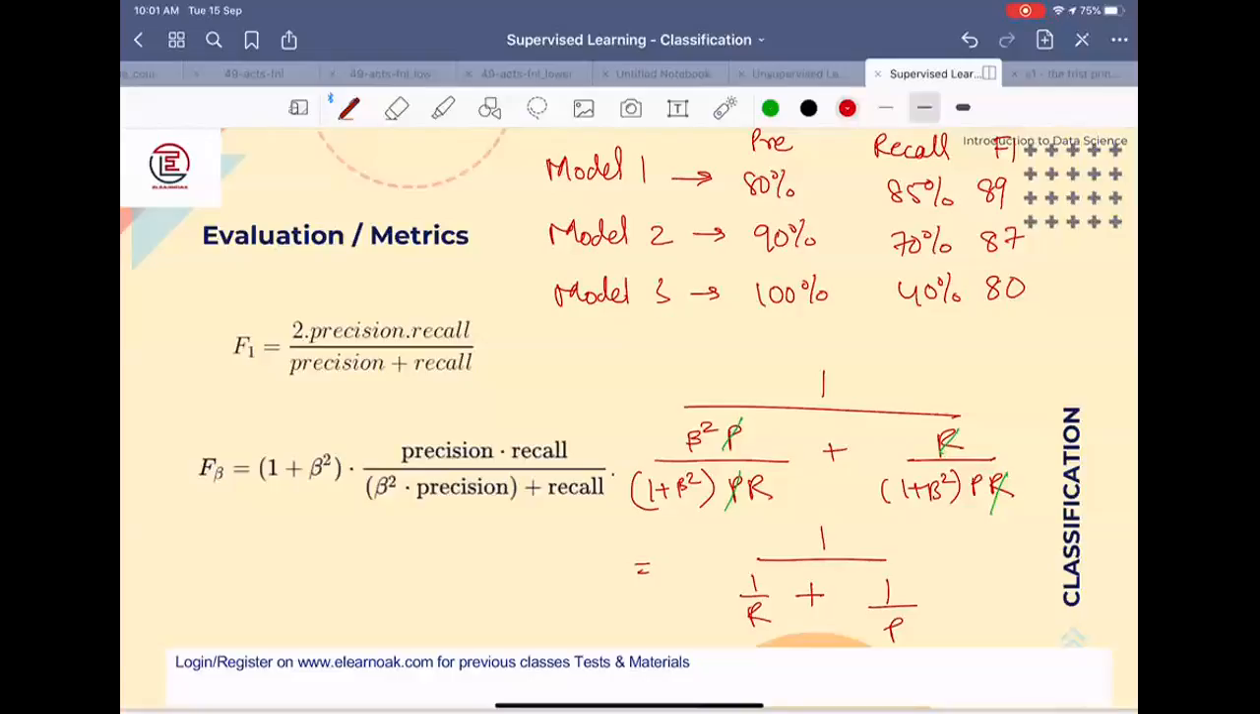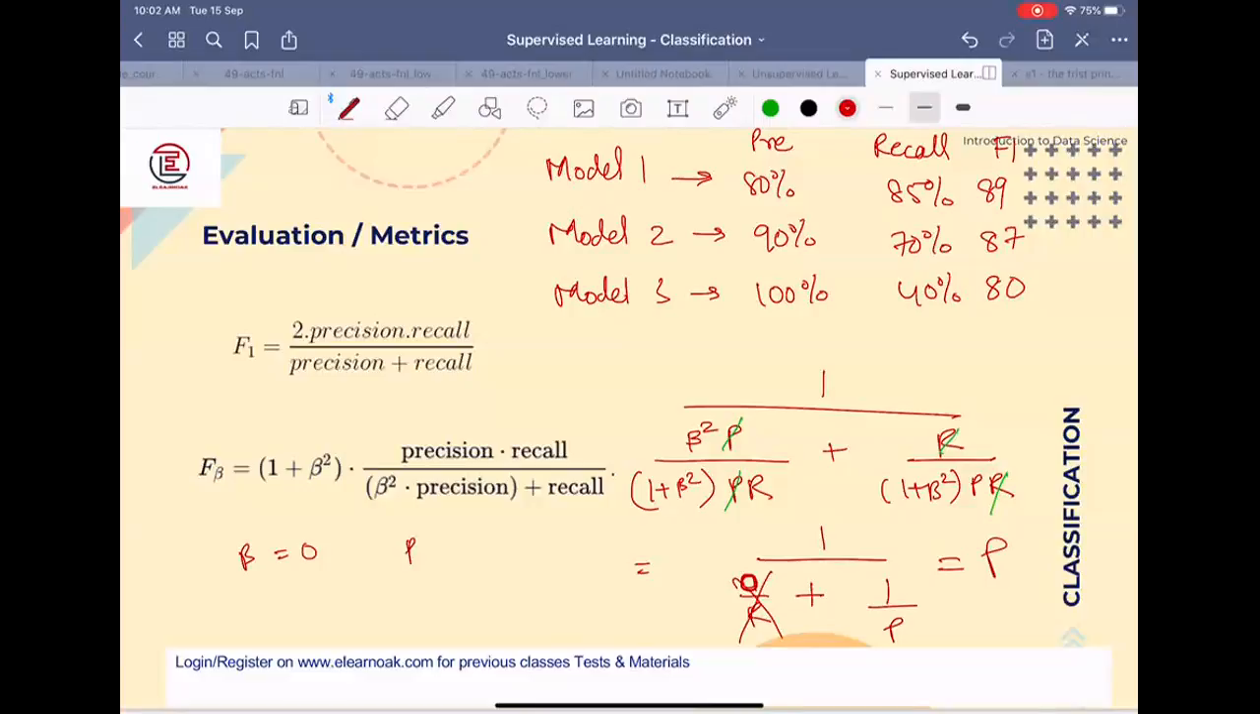So 0 by R means this is not considered, and this evaluates to only P, precision. 1 by 1 by P will go in the numerator, so you'll end up with P, precision. So if beta is equal to 0, we see that precision is given more value. Beta equal to 0 for precision.